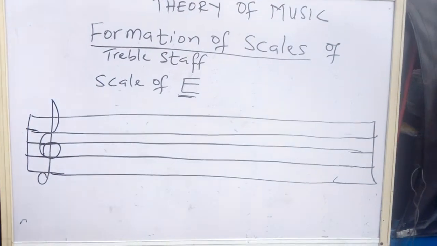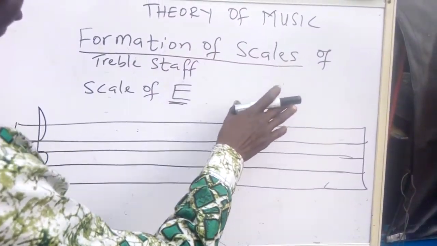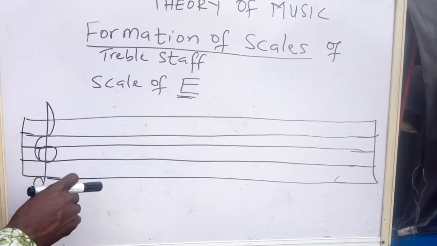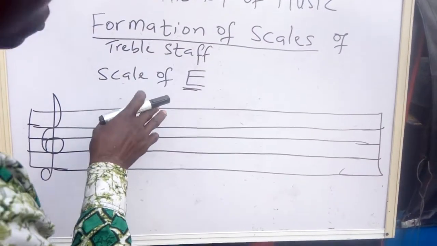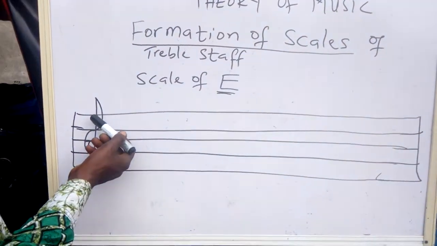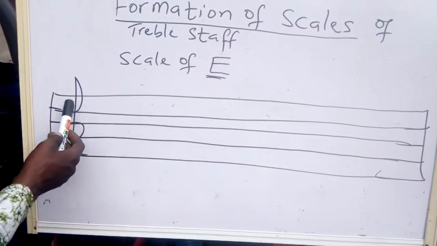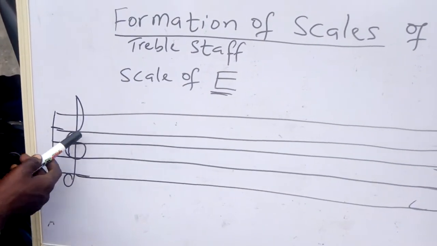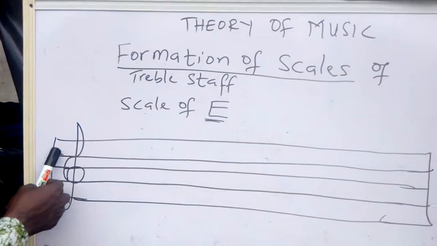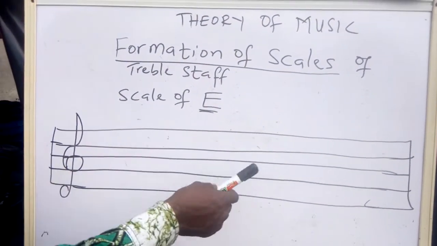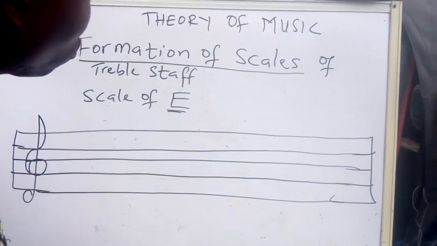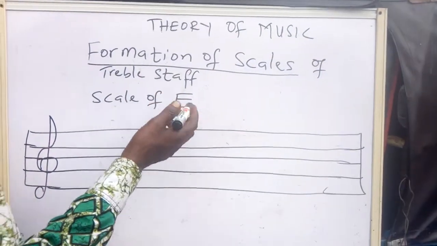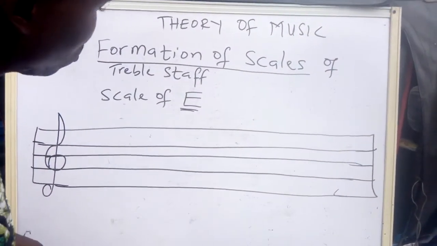Now I want to consider the formation of scales of treble staff. This is what we call treble staff, where you have this clef sign. From lesson 1, we have talked about treble clef. So when we have this clef sign placed on the staff, it becomes treble staff. So we want to look at the formation of scales of treble staff.